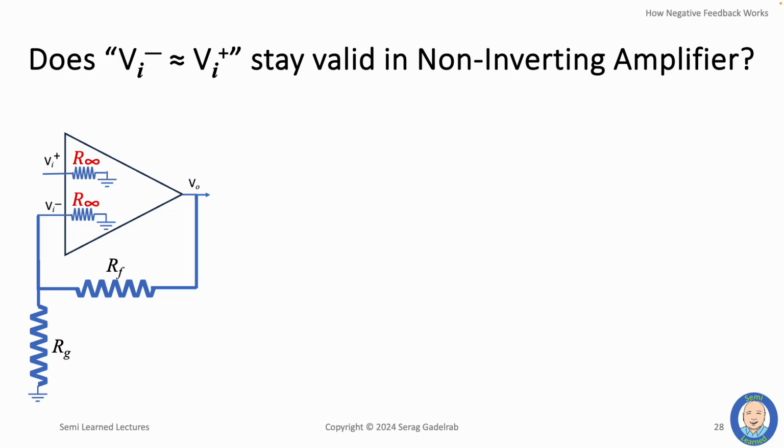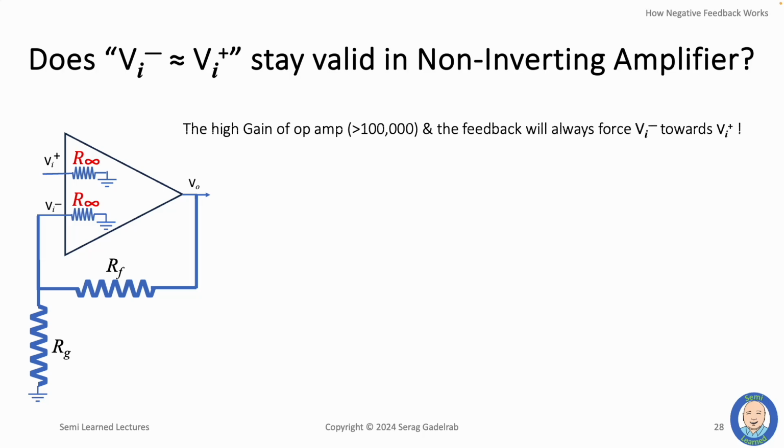Will we continue to get a virtual short circuit between the two input terminals of this new amplifier configuration? The answer comes from the simple thought experiments that led us to the virtual short circuit conclusion in the first place. Because the op-amp gain is so high, any time the voltage at the negative input terminal gets far away from the voltage that we placed on the input terminal, the feedback mechanism will force it back towards the input voltage that we placed. The same principles we used in the voltage follower configuration will apply here.